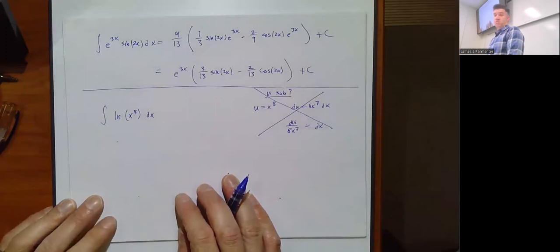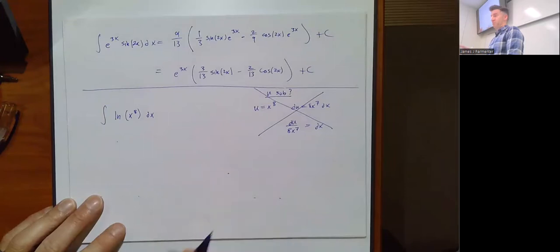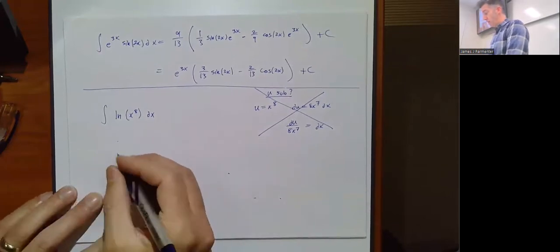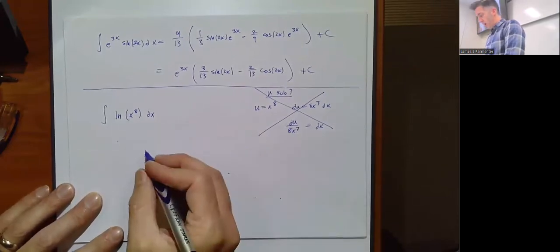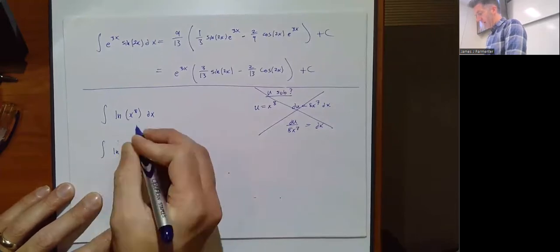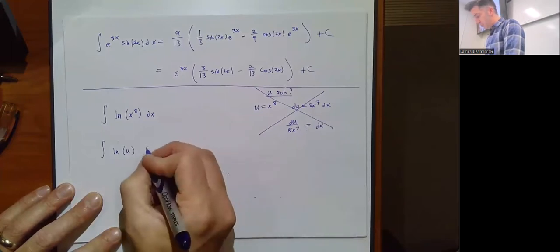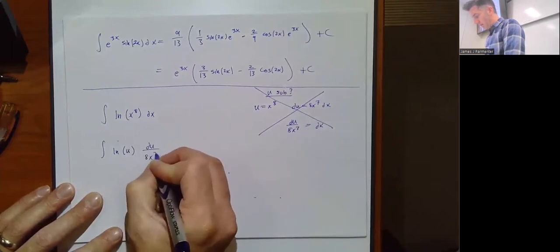So if you did do it that way, then why couldn't you just plug it and do the thing where you plug in the u for x? That's a good question. Let's take a look, because that's a fair point. So let's say I did do that. So I said, all right, I've got the natural log of x to the 8th is u, and dx is du over 8x to the 7th.